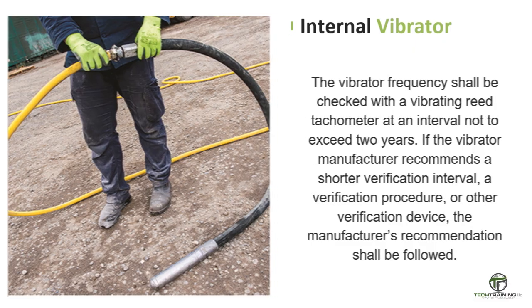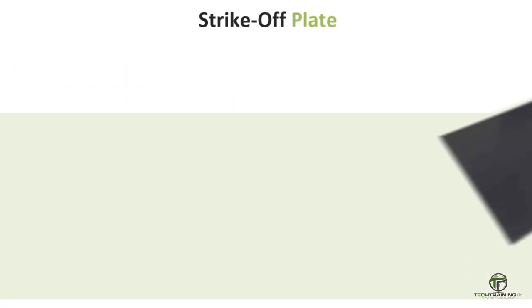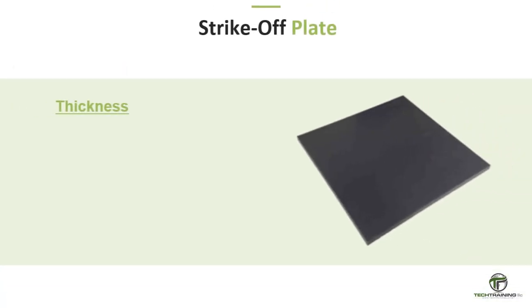be followed. We'll also need a measure, a cylindrical container made of steel or other suitable metal. The minimum capacity of the measure shall conform to the requirements of the table seen here, which is based on the maximum aggregate size in the concrete. All measures, except for measuring bowls of air meters, which are also used for this procedure, shall conform to the requirements of ASTM C138.